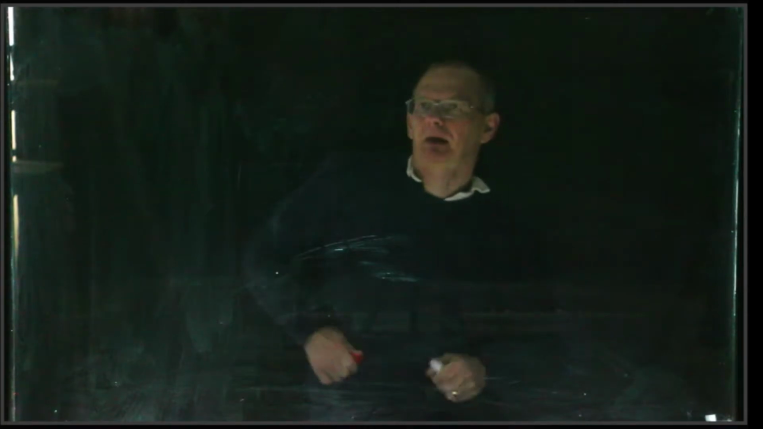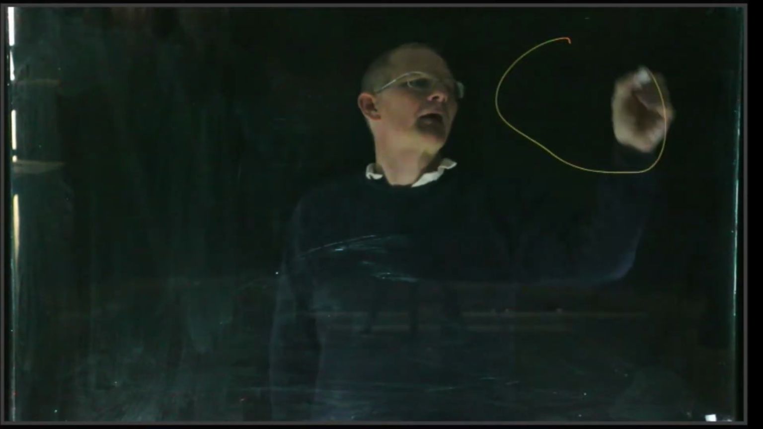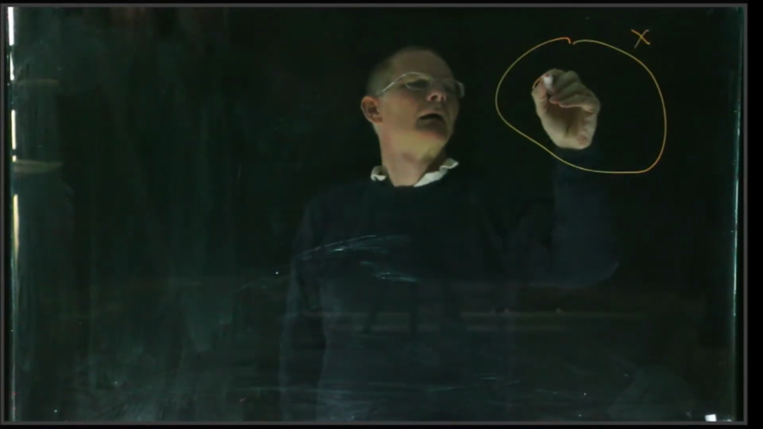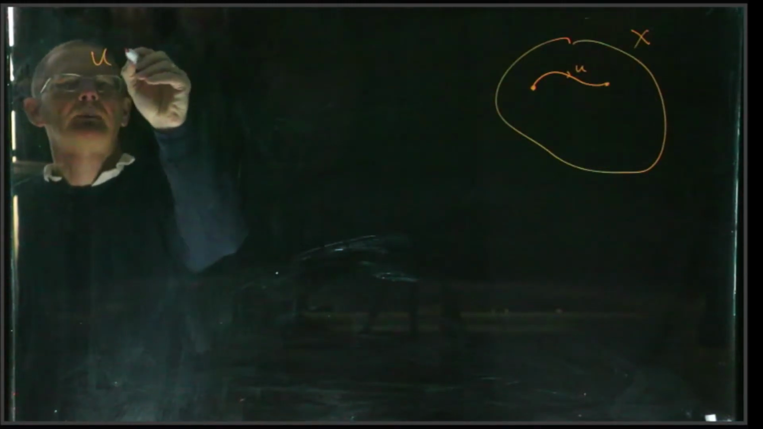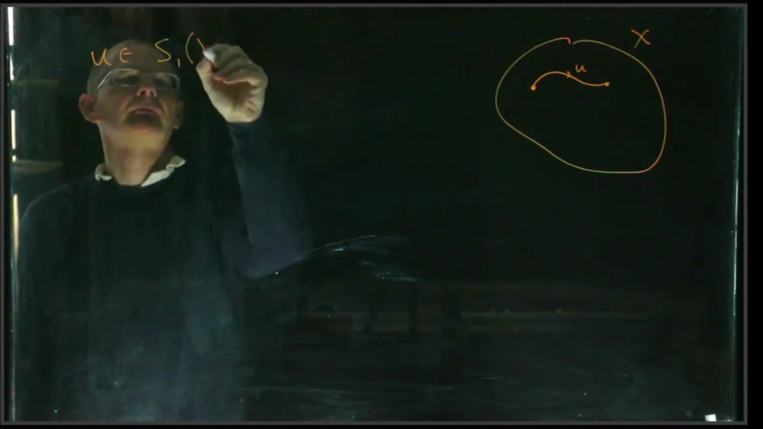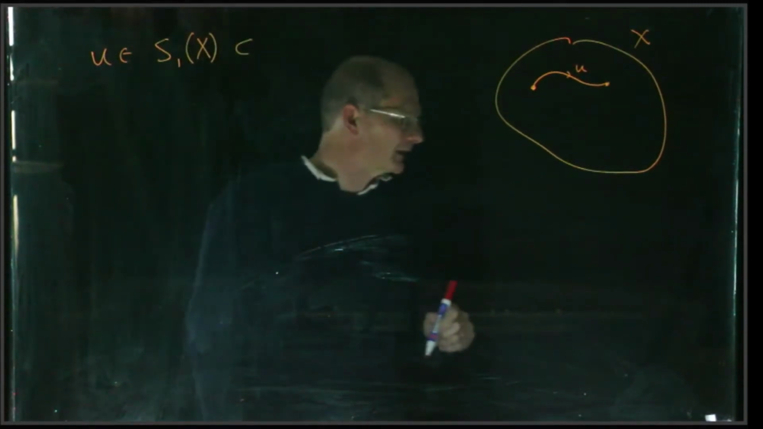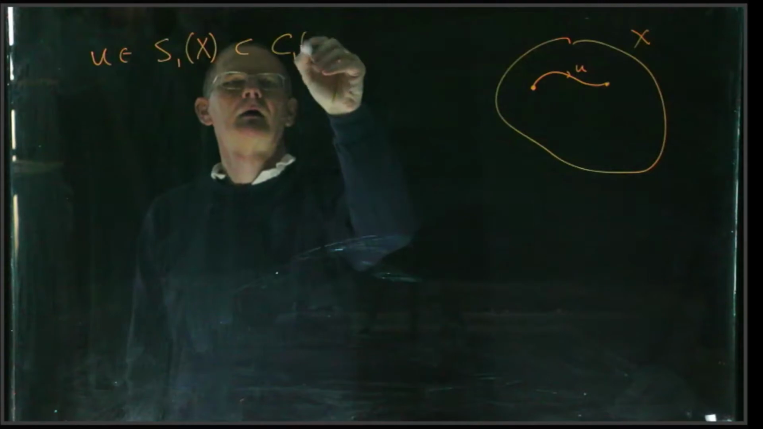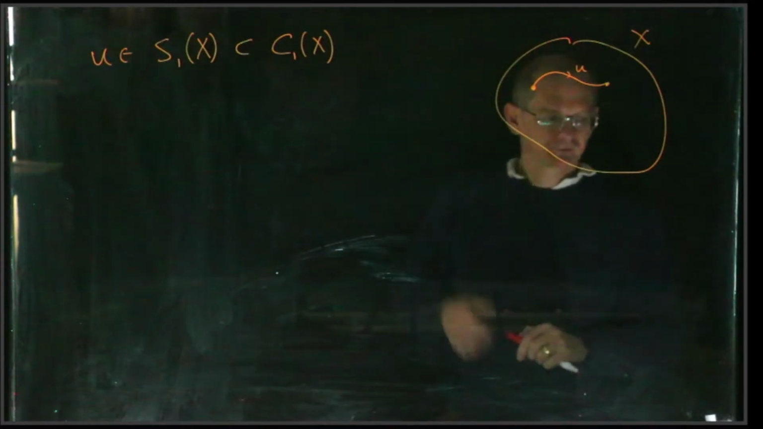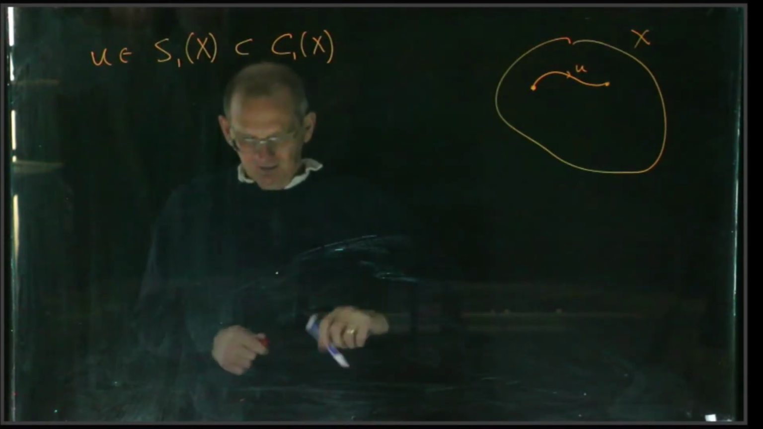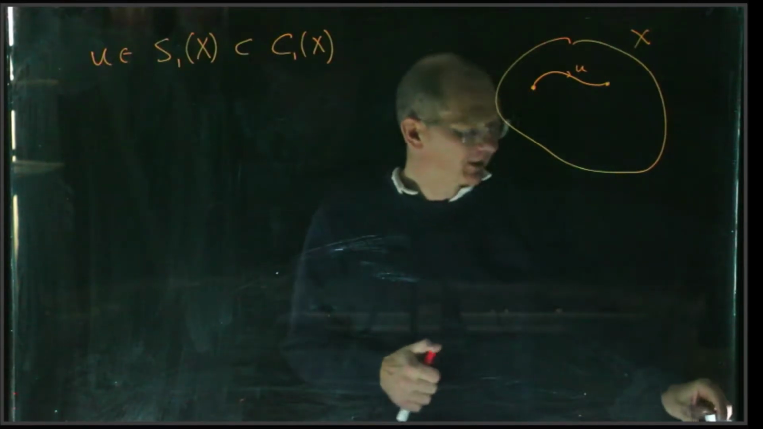So in this video we're going to introduce subdivision of chains and simplices. So, for example, here's a space X, and here's a path. Here we can regard U as being an element of S1X, the singular one simplices in X. And then you've got your group C1X of chains, which are linear combinations of such simplices. And for various purposes, it's going to be convenient if we can divide this thing into two.